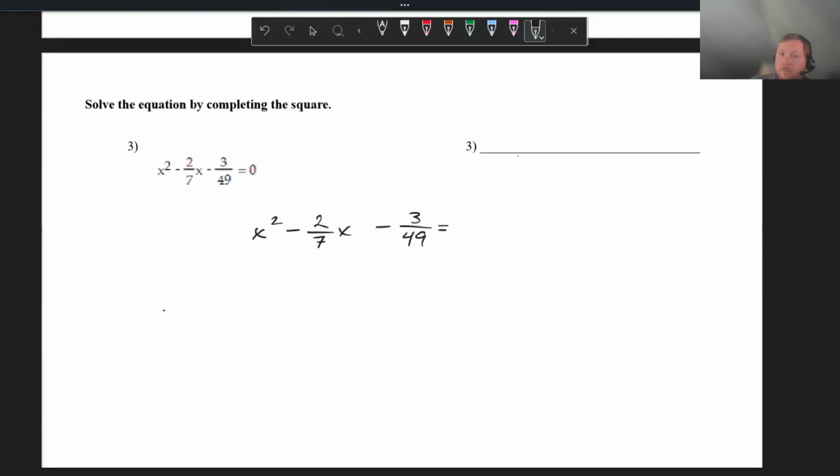I can only give partial credit if you find the correct answer using another means. Okay, so I want to move the 3 over 49 to the other side of the equation. So I add it to both sides, and now I'm here, and I'm leaving a little bit of space.